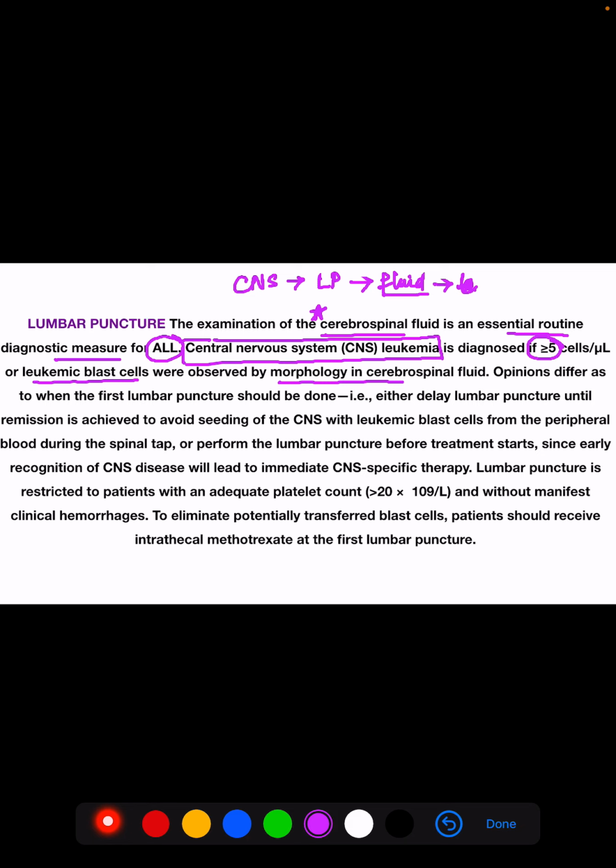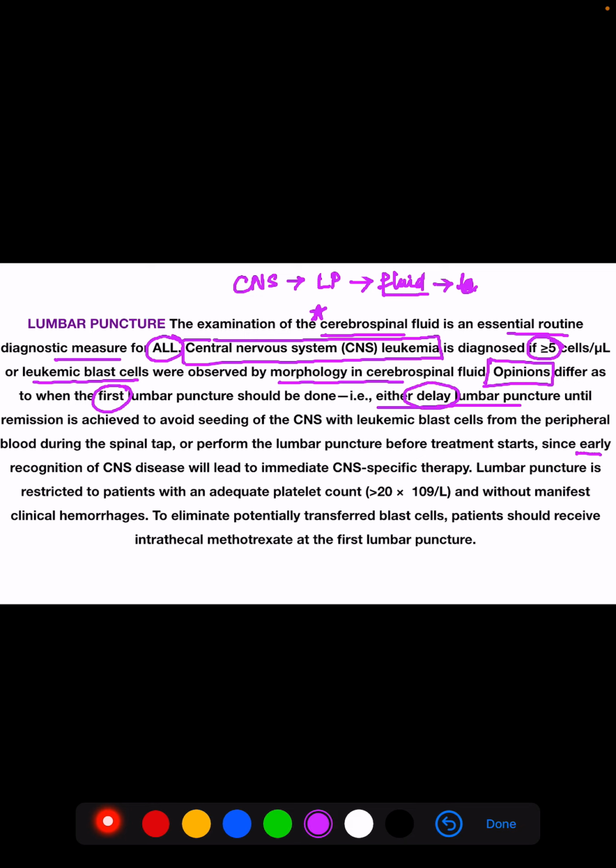So this lymphoma cell, leukemia cell in the cerebrospinal fluid says that the patient has CNS leukemia. And there are different opinions on when the first lumbar puncture should be done. Different opinions means either we should delay the lumbar puncture or we should do a lumbar puncture early. Why these two differing opinions?